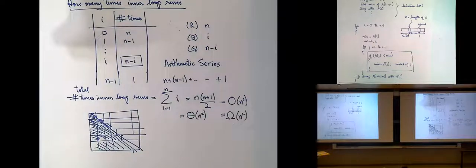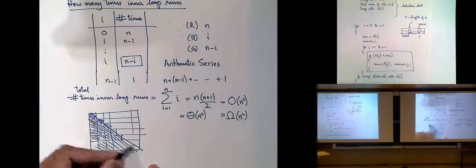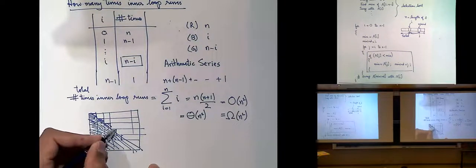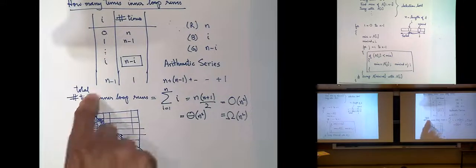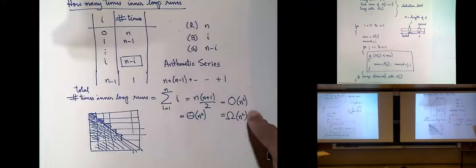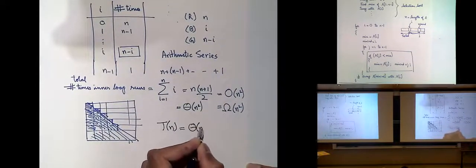Just count the area that's shaded. It's going to be half, so it's that triangle, and then these little triangles. You add everything up, you'll get this expression. Pretty neat, huh? That's quite pretty. Okay, so the number of times that the inner loop runs is O of n squared, and it's at least n squared, it's theta of n squared. So T of n, the running time of selection sort, is theta of n squared.